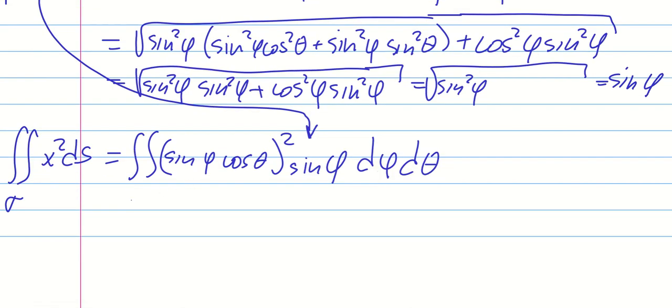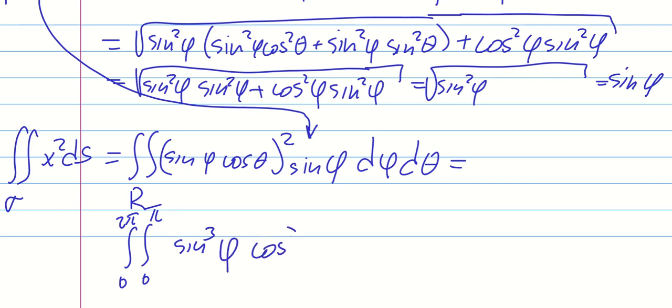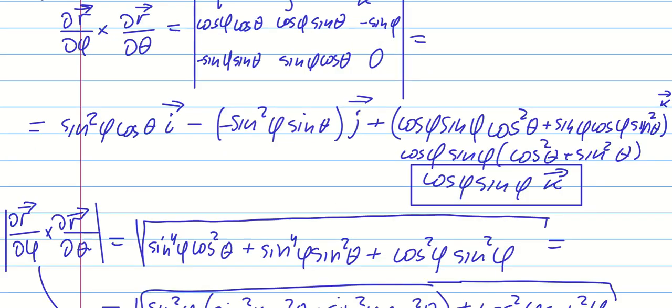And this is still over region R, and our region R goes for phi and theta. So for phi we have to go from 0 to pi, for theta we have to go from 0 to 2 pi, and we have sine cubed of phi cosine squared of theta d phi d theta.